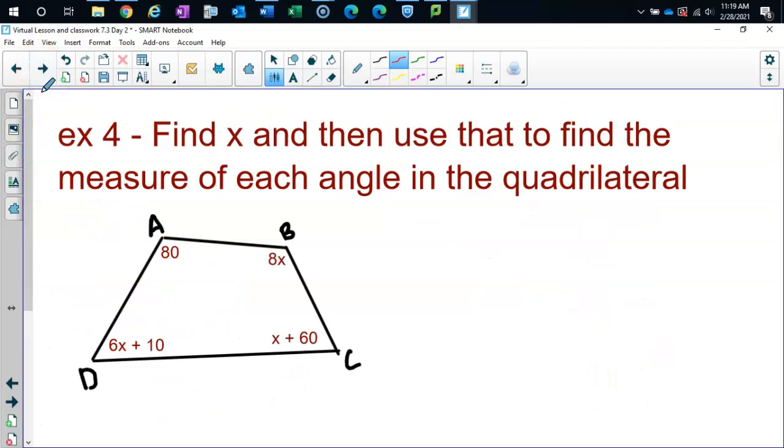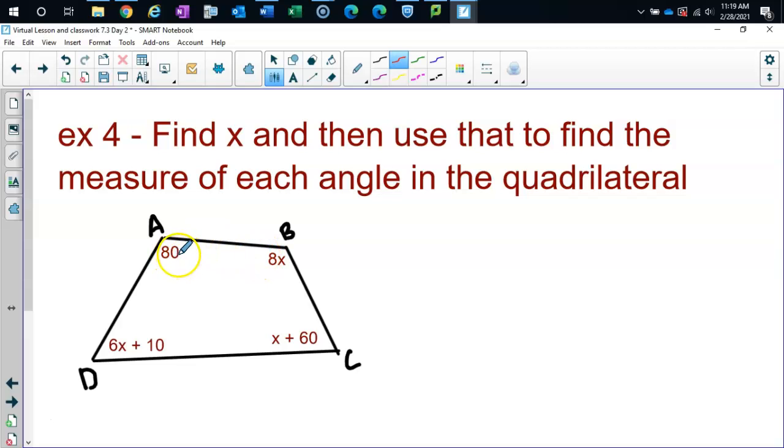Last example. Pause your video and copy this down. All right. Find x and then use that to find the measure of each angle in this quadrilateral. Okay, 4 sides is a quadrilateral. We know that all the angles in a quadrilateral add up to 360 degrees.